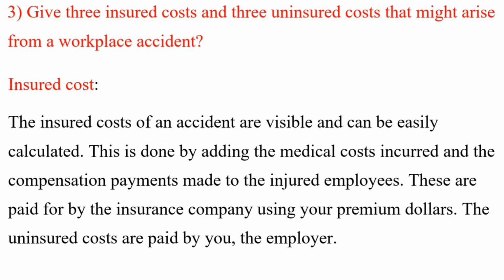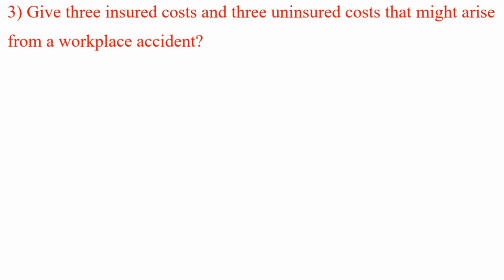Question 3. Give 3 insured costs and 3 uninsured costs that might arise from a workplace accident. Insured costs. The insured costs of an accident are visible and can be easily calculated. This is done by adding the medical costs incurred and the compensation payments made to the injured employees. These are paid for by the insurance company using your premium dollars. The uninsured costs are paid by you, the employer.